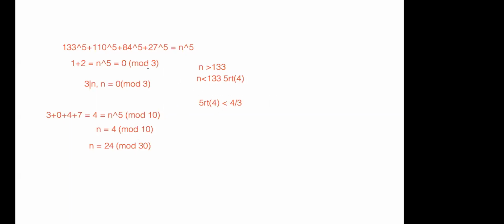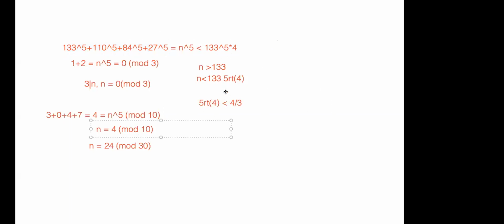No, because if you think about it, this thing is less than 133 to the fifth times 4. We're just creating another bound because we know that this over here is less than 133 to the fifth times 4. So we take the fifth root of both sides here, and we can obtain this bound over here.